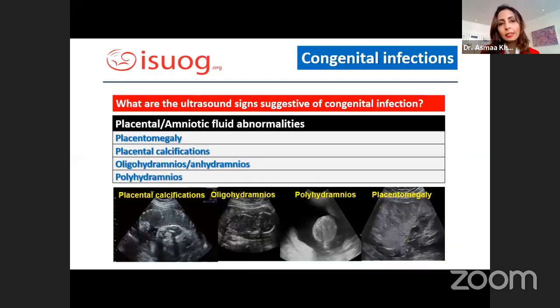The third category is placental and amniotic fluid abnormalities. If you have placentomegaly, or a thickened placenta, how do you define that? When the thickness of the placenta is more than 4 centimeters. Or if you have diffuse calcification in the placenta, oligohydramnios, and sometimes polyhydramnios, although that's quite rare. If you see that on ultrasound, make sure that you test the mother with a TORCH screen or think of congenital infections.